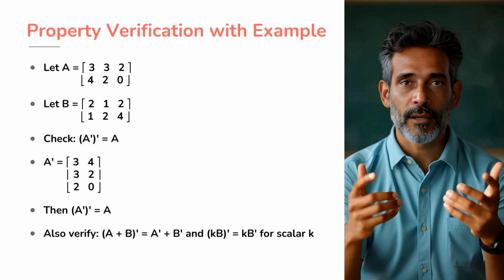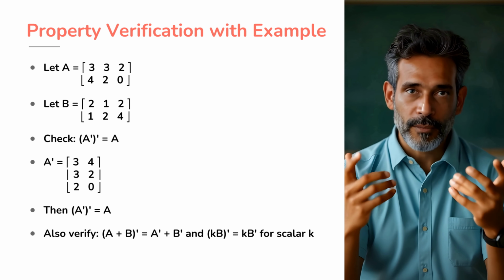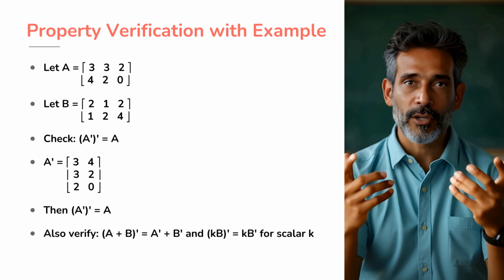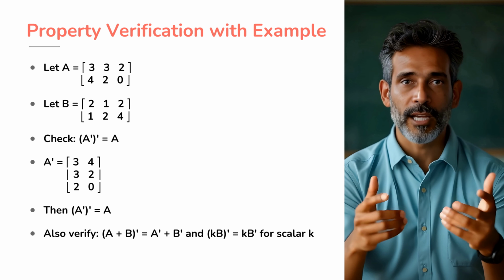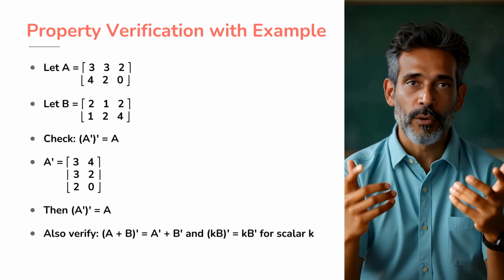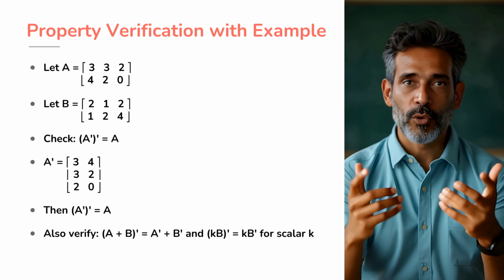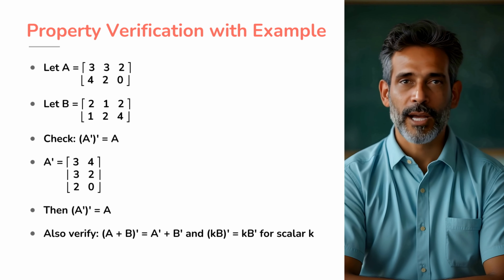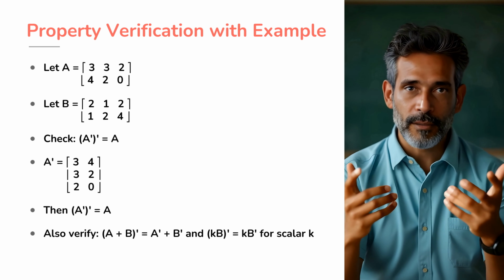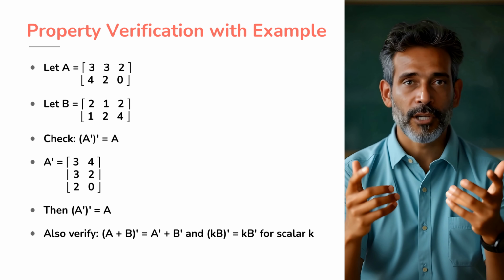Let matrix A be first row 3, 3, 2. Second row 4, 2, 0. And matrix B be first row 2, 1, 2. Second row 1, 2, 4. Let's find A transpose. A transpose equals first row 3, 4. Second row 3, 2. Third row 2, 0. Now take the transpose again. Transpose of A transpose gives us back A. That's the double transpose property in action.